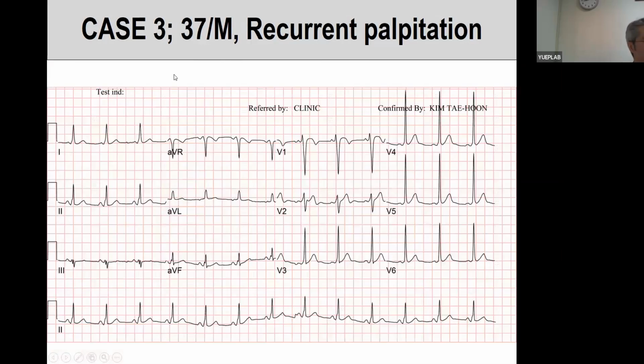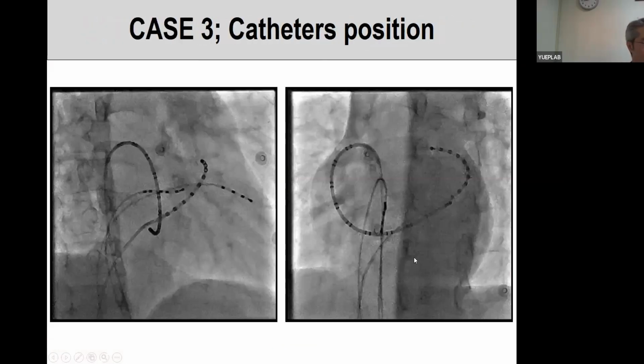Next case, a 37-year-old male. He complained of recurrent palpitation. ECG showed a delta wave here, not a very small delta wave. We conducted an EP study, with catheter positions like this.